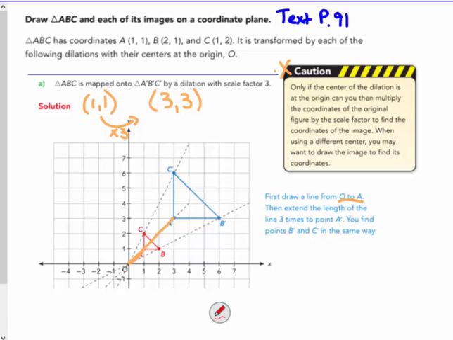However, caution, caution, caution, only if the center of the dilation is at the origin can you then multiply the coordinates of the original figure by that scale factor to find the coordinates of the image. When using a different center, which you're going to see us do, you may want to draw the image to find its coordinates, not do the multiply rule.